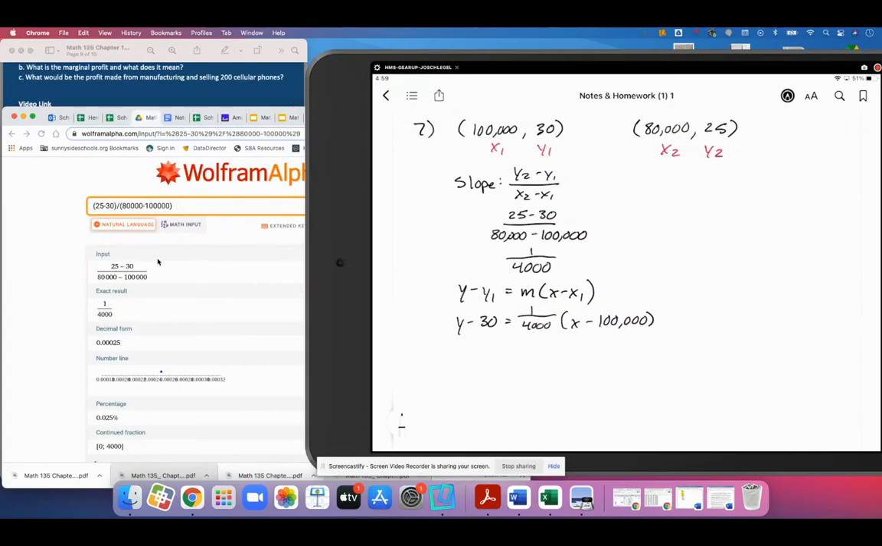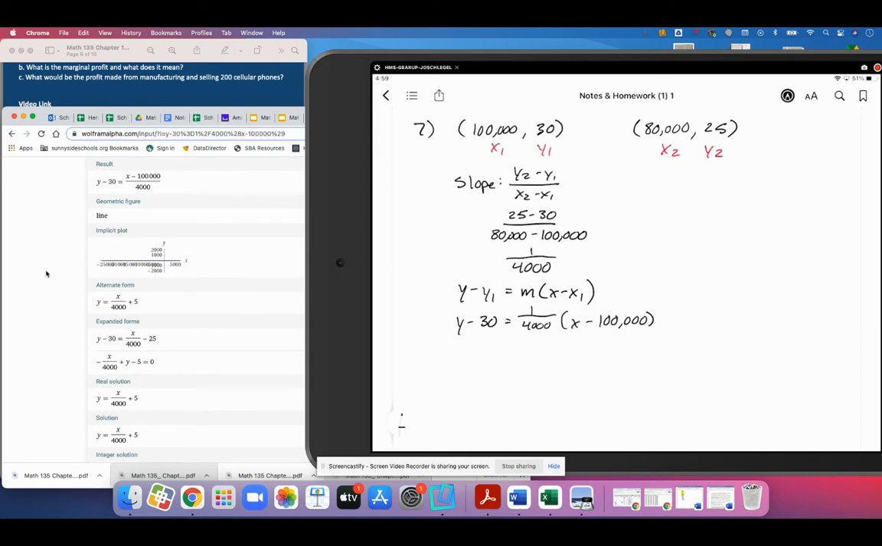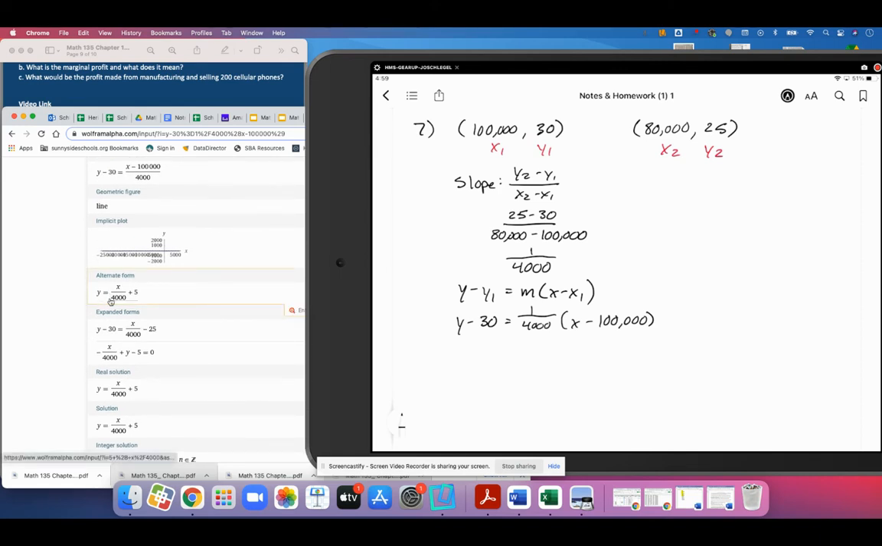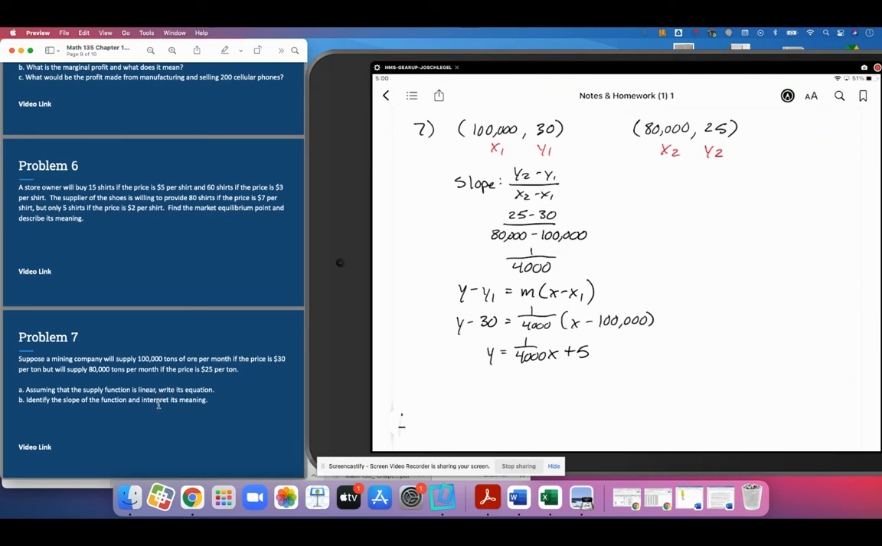So back to Wolfram with that one. We want the alternate form that we prefer. Equal to 1 over 4,000 times x minus 100,000. We get an alternate form that looks like this. Again, I am going to change that to be 1 over 4,000 x. So we've got y equals 1 over 4,000 x plus 5. Okay, so there is our equation. That was for part A.